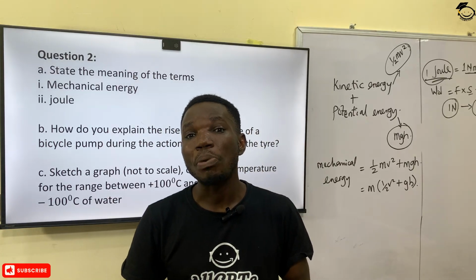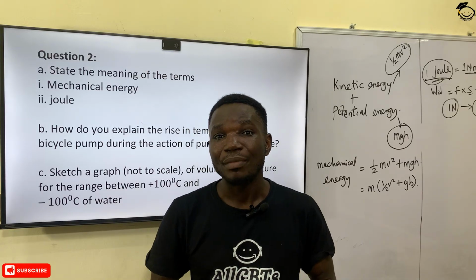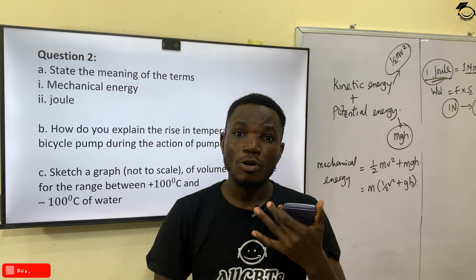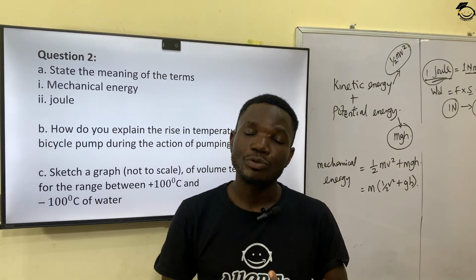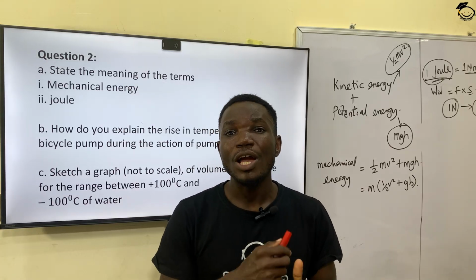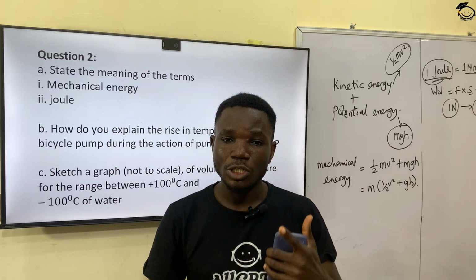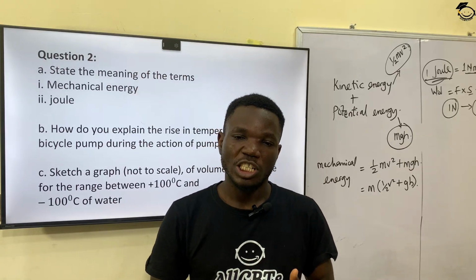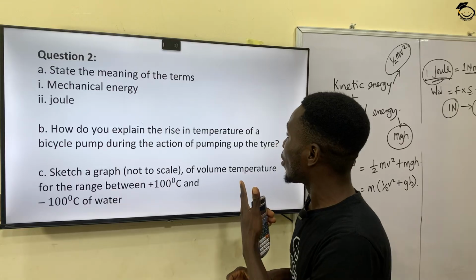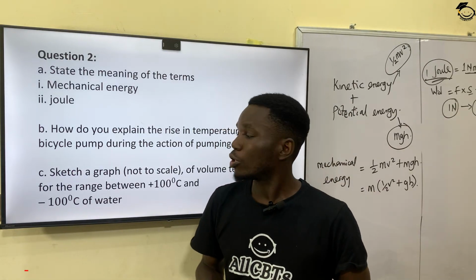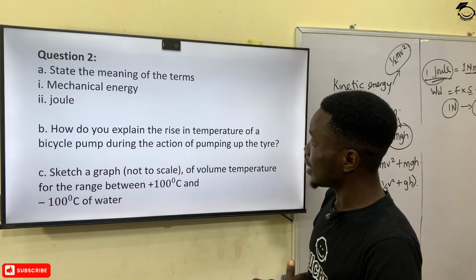It's just like rubbing your palms together. You discover that after some time, there is friction, and that friction generates heat. When you're rubbing your palms together, you realize that your palms become hot. The same thing happens when you're using your bicycle pump. So while you're using your bicycle pump, frictional force is being used, and as a result, heat is generated. Hence, you discover that your bicycle pump becomes hot after using it to pump your tires. Moving on to the next question.